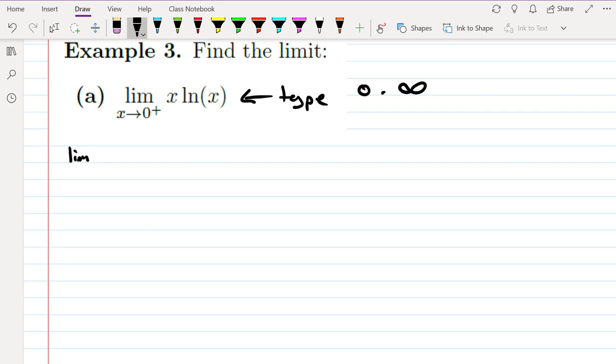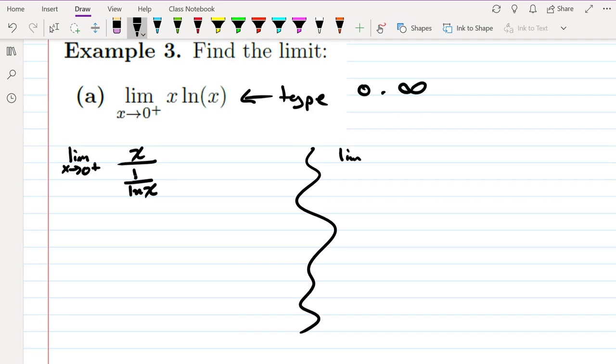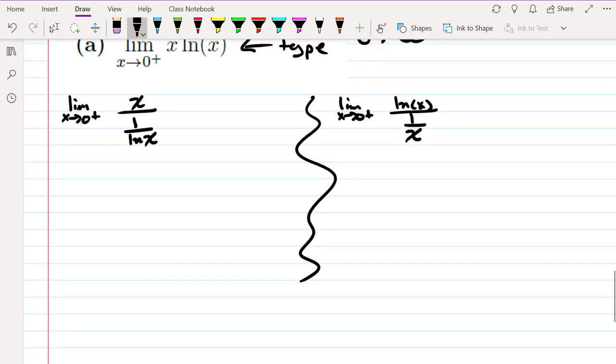The first way is we can take the limit as x approaches 0 from the right of x over 1 over the natural logarithm of x. The other way that we could write this is the limit as x approaches 0 from the right of the natural logarithm of x all over 1 over x. All right, so let's start working in the left-hand column.